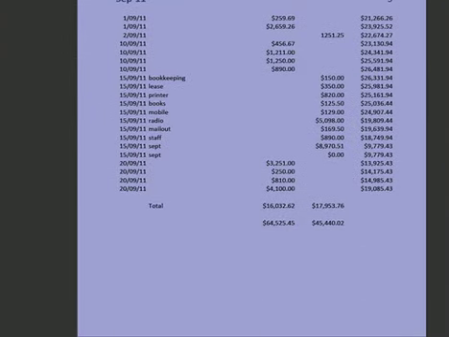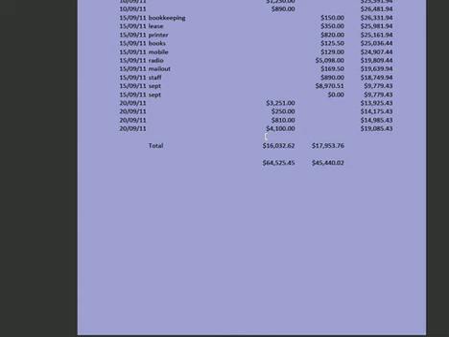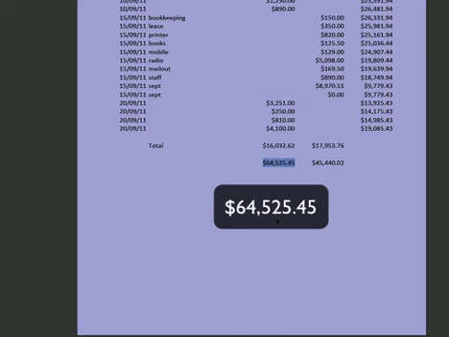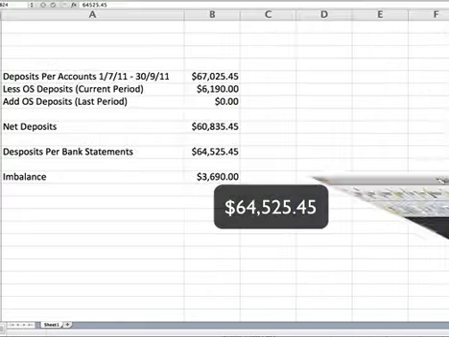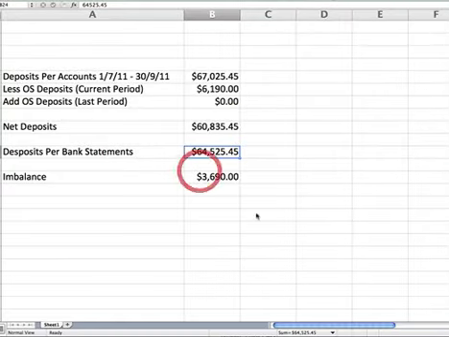You then go and get your bank statement information and have a look at what the total deposits are per the bank statement. And these are easy to add up because you can often just get the statements and they're there right at the end of the year, or you add up the end of the month, so you only have to add them up 12 times. But in our case, it's $64,525.45. So you put that in, and we have a difference of 3690.